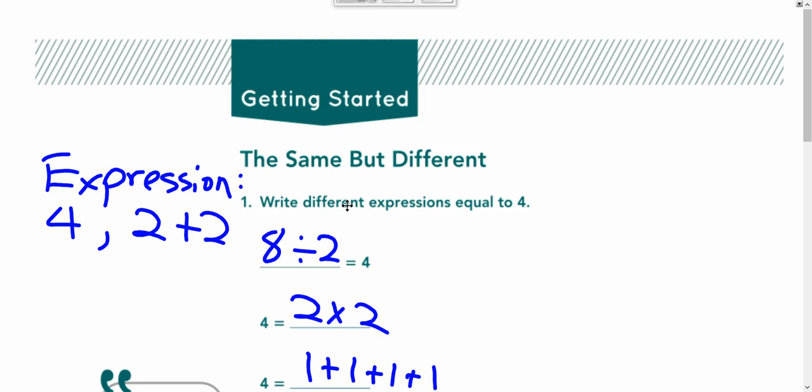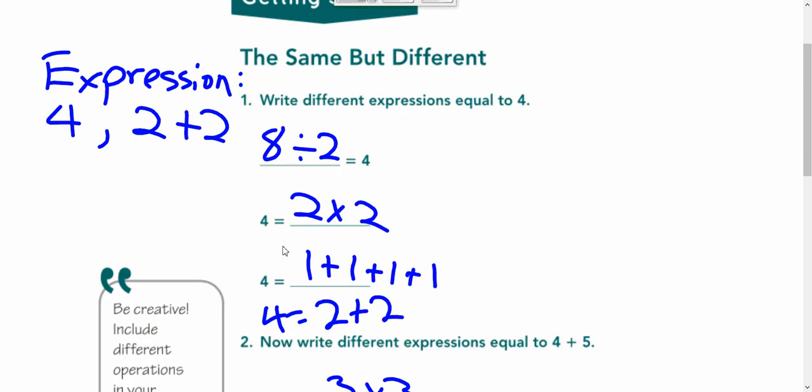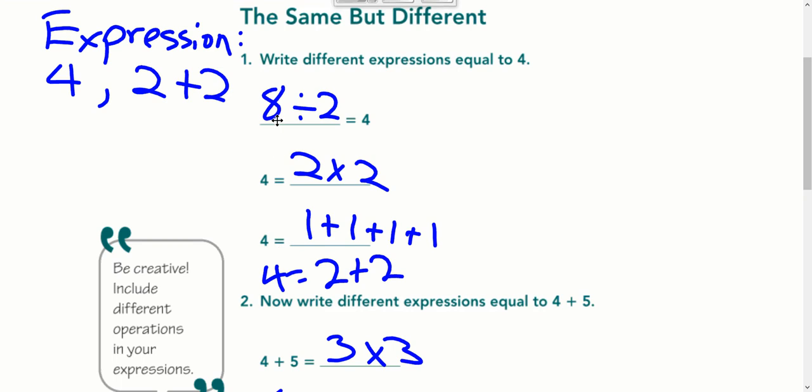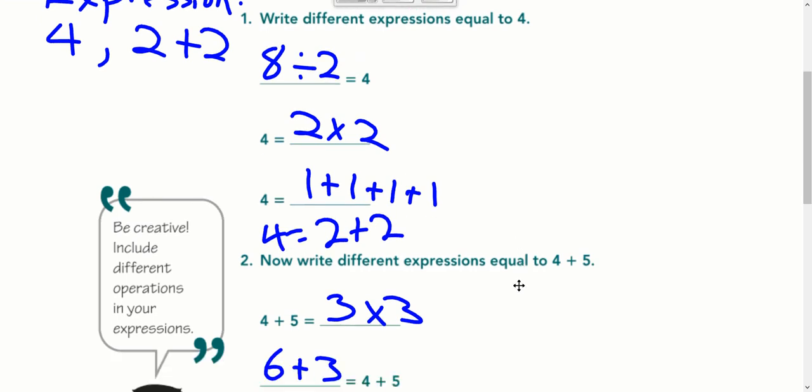But first, it said to write different expressions that equal 4. So these are some of the examples students gave me. They said 8 divided by 2 would be 4, which is true. 2 times 2 would be 4. 1 plus 1 plus 1 plus 1 would be 4, or 2 plus 2. They all equal 4. Okay?